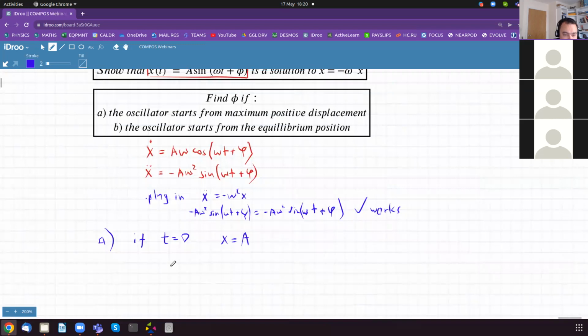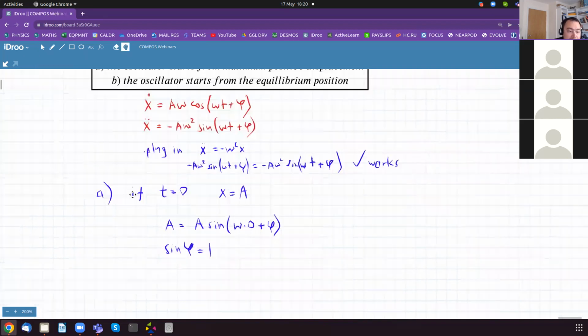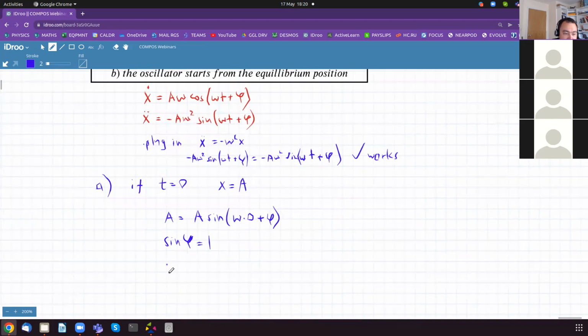We do a equals a sine omega times 0 plus phi. And from here, we see that sine phi is 1, of course, because we cancel that. Sine phi is 1, and phi is, well, in fact, there are many different solutions. It doesn't really matter which one you choose. Any solution. So the easiest one is pi over 2.